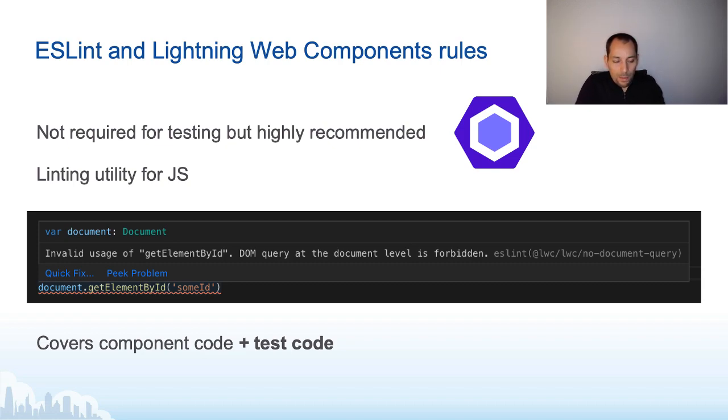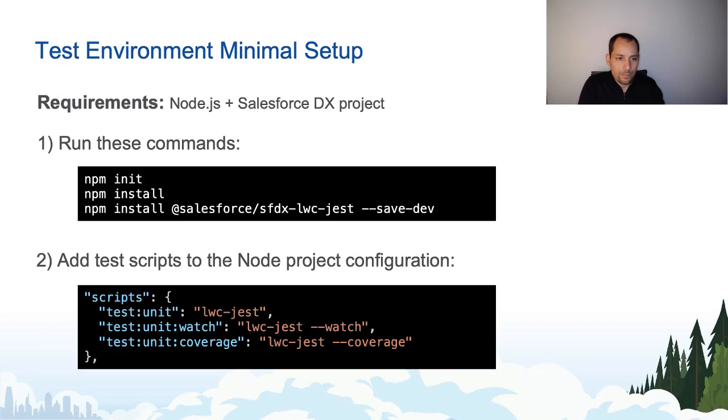It also tells you about unused code. For example, if you have variables which are not being used, or unused parameters and functions, that's really helpful. But that works with the component code, and it is also great when you're working with tests. So for example, it can warn you when you have tests which are not checking anything, for instance. So it's not required again, but it's highly recommended: ESLint plus the Lightning Web Components rules.